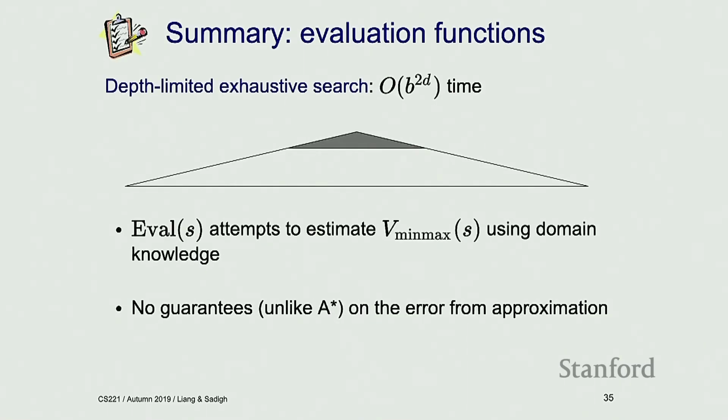All right. So the summary so far is that order of b to the 2d is pretty bad, and the evaluation function basically tries to estimate this V minimax using some domain knowledge. And unlike A star, we don't have any guarantees in terms of error from these sorts of approximations. But it's an approximation, people use it, and it's pretty good. We'll talk about it a little bit next time, when we think about what sort of weights we should pick for each one of these features. So you should think learning when you think about what weights we are using.